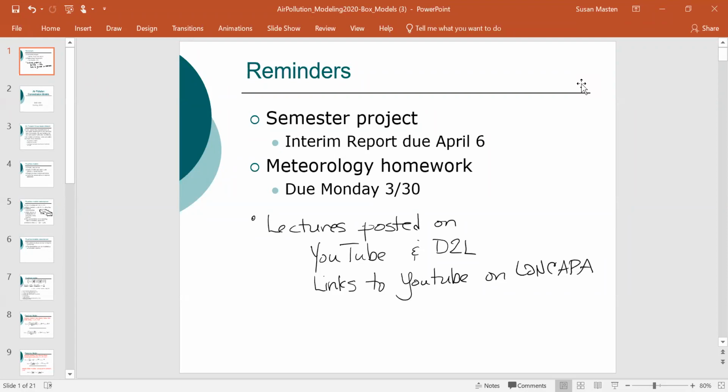So what we're going to move to really for the rest of the semester is a much more quantitative section of the course. We'll start looking at air pollution modeling. We'll first look at what we refer to as box models, then we'll do Gaussian dispersion models, and then we'll look at air pollution control technologies.